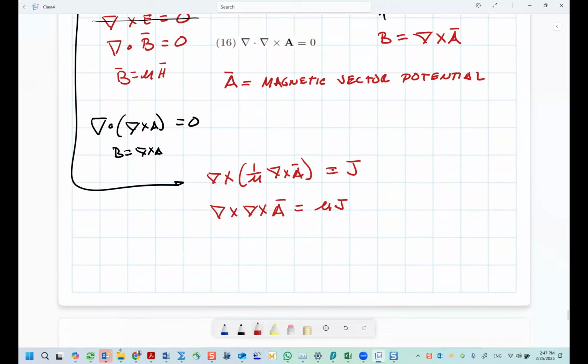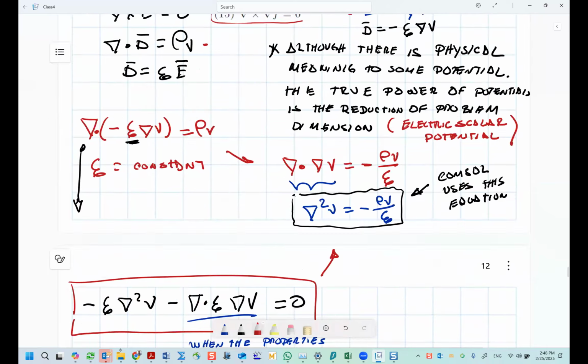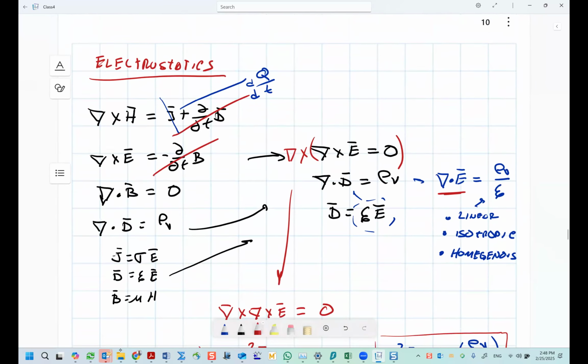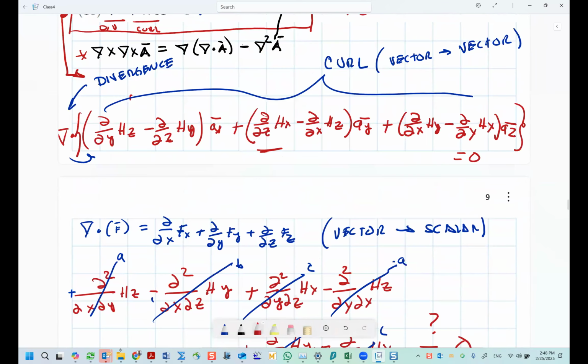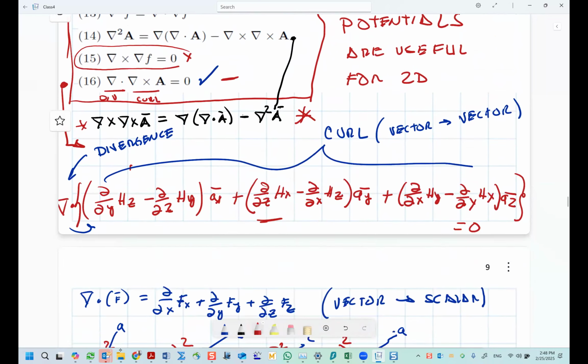And the curl of curl of A, using another identity, is the gradient of the divergence of A minus the Laplacian of A equals mu J. And we have already used that identity that I'm using here. It is the curl of curl, the one that I put separated. I have separated it here. Not that one, this one over here. Yeah, the curl of curl.